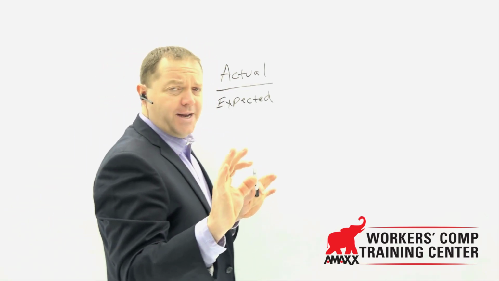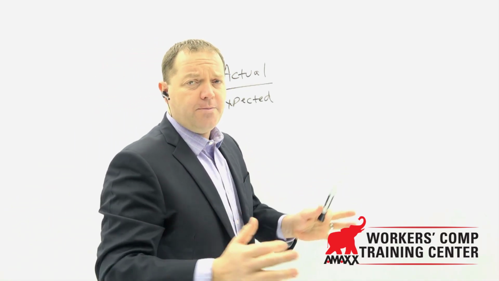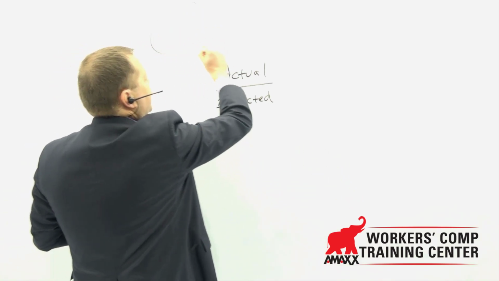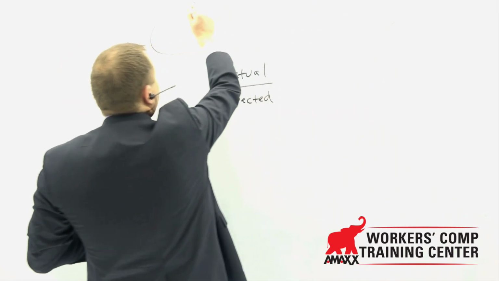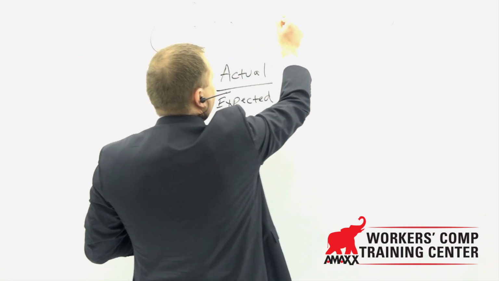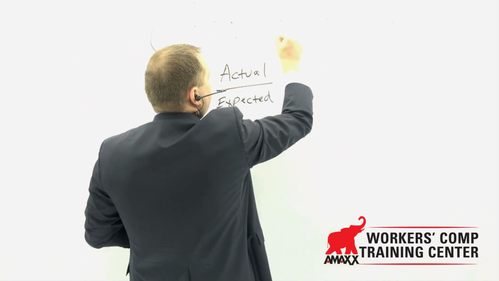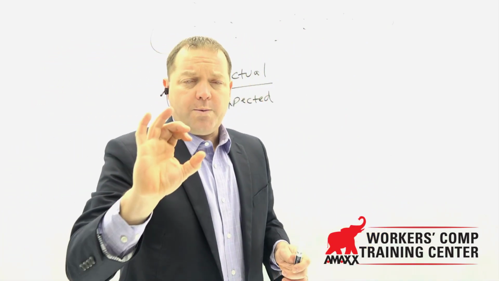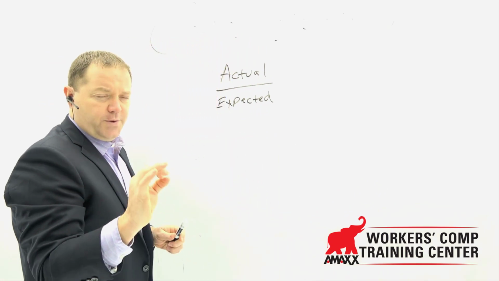Now, when you're looking at your NCCI Experience Mod worksheet, or many other states follow a similar type format, up here in your worksheet, there's a bunch of different numbers. You've got numbers up here and here and here, all kinds of different numbers. And that's the part that can often seem overwhelming. What I want to talk about here is actually what we're doing here.